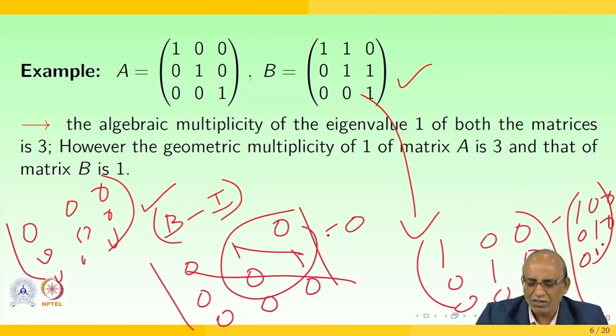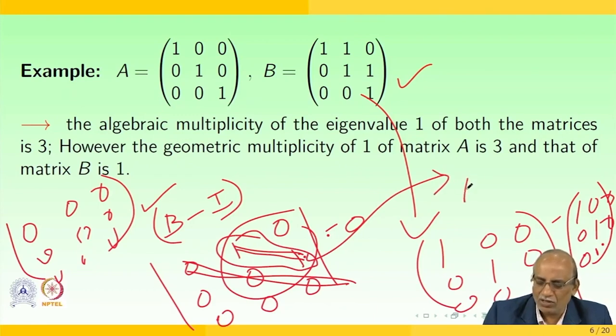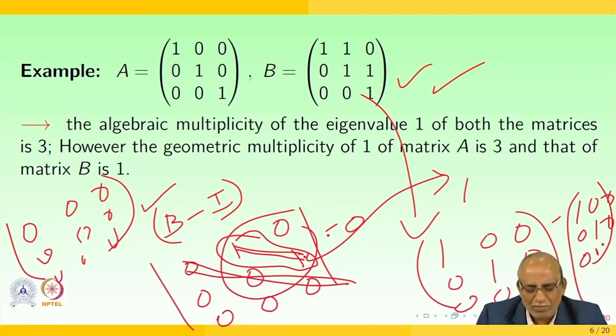So, when you find the null space of B minus I, the entry is 0 and this is the non-zero superdiagonal entry, so it turns out the geometric multiplicity is 1, whereas in this case it is 3. Therefore, it is very clear from this example that the algebraic multiplicity turns out to be the same for both matrices, but not necessarily the geometric multiplicity. For this matrix A, the identity, the algebraic multiplicity and geometric multiplicity are both 3.